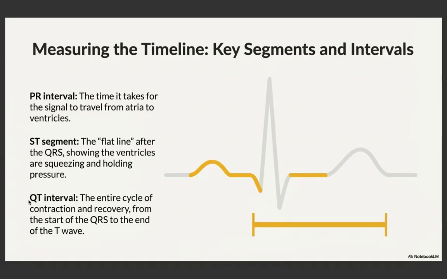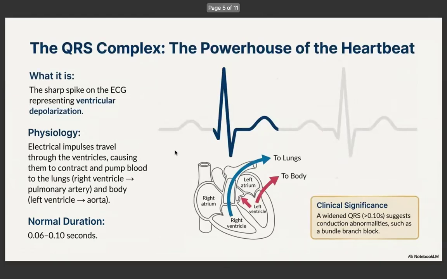Again, the QT interval is the entire cycle of contraction and recovery, from the very start of the QRS complex to the end of the T wave. You've heard me say QRS complex a billion times already. The QRS complex is the most powerful portion of our beat, a very sharp spike on the EKG. It represents ventricular depolarization, when the electrical impulses travel through the ventricles, cause them to contract, and pump the blood out to either the lungs or the rest of the body.